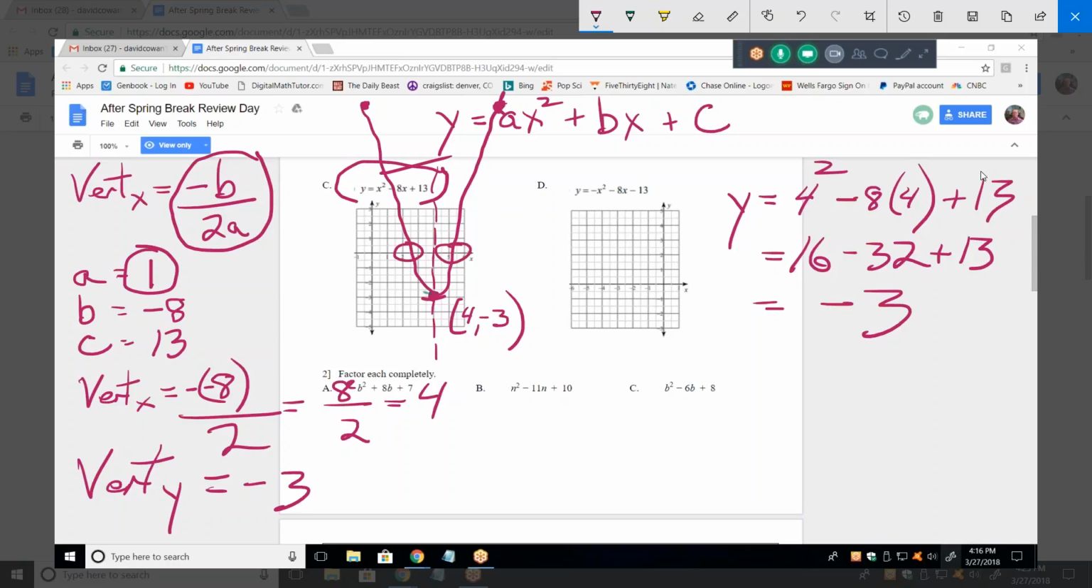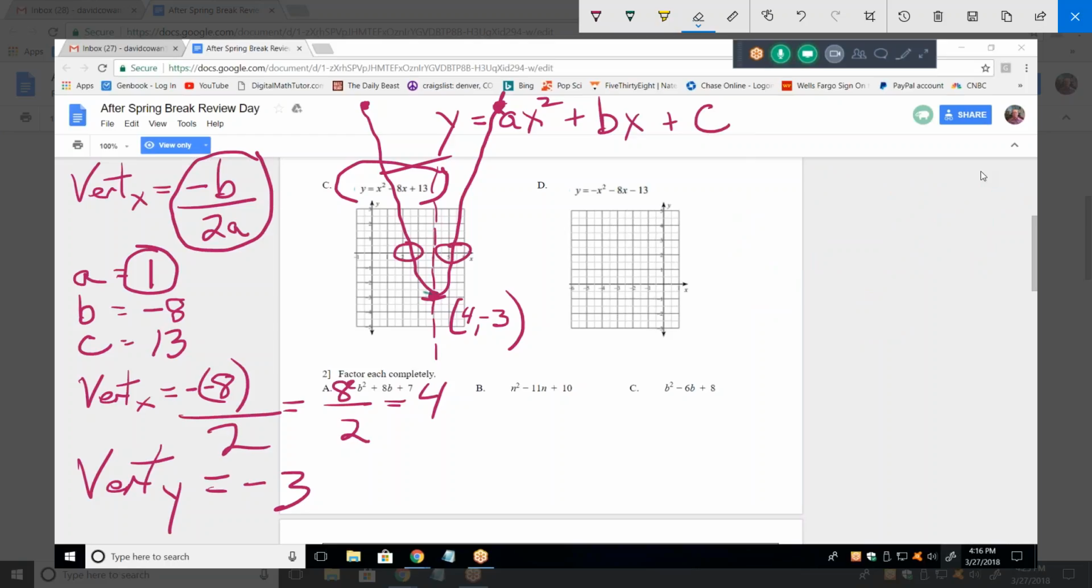Now, what x-intercept's harder? The y-intercept's always really easy. The y-intercept's always that constant. You don't even have to do any math to figure the y-intercept. It's whatever c is. The x-intercept is where y equals 0. So over here on the right, I'm going to write our function y equals x squared minus 8x plus 13. And I'm looking for where y is 0, because at these 2 points I've circled, y is 0 at both of them. So I'm going to solve this equation.